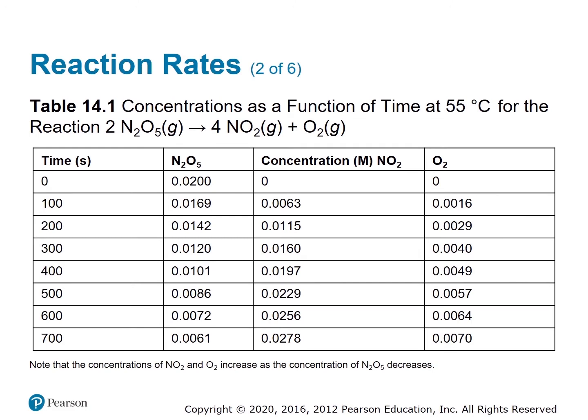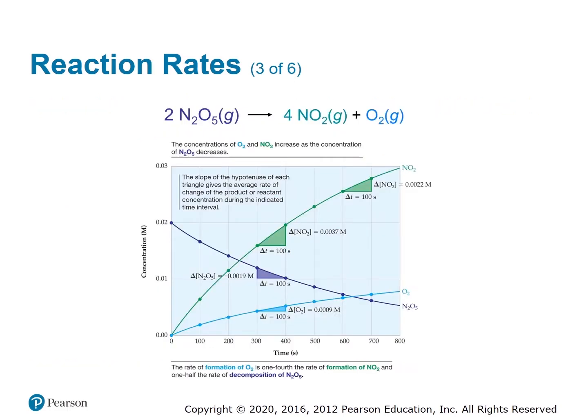Let's consider the reaction of the decomposition of dinitrogen pentoxide. The reaction stoichiometry is given by the balanced equation shown here, and the concentrations over time of N2O5 and the products, NO2 and O2, are shown in the table. If we graph the values in that table, we get this graph. As we would predict from the balanced reaction equation, the rate of formation of oxygen is 1/4 the rate of formation of nitrogen dioxide and 1/2 the rate of decomposition of the reactant N2O5.